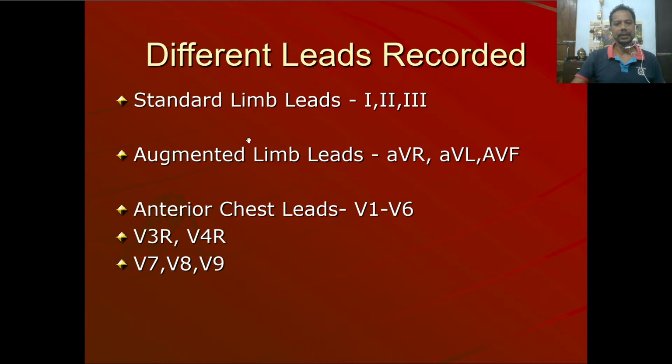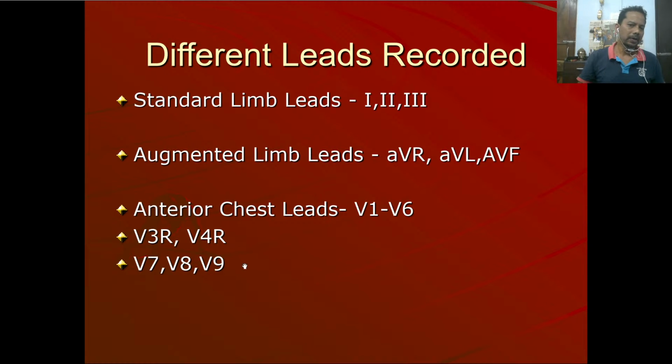Then there are standard limb leads, lead 1, lead 2, lead 3. In that circle you have seen lead 1 is at 0 degrees, and these are the positive poles of all these leads. Lead 2 is at plus 60 degrees, lead 3 is at plus 120 degrees. Then there are augmented limb leads. They are denoted like this, small a and capital VR, VL, VF: AVR, AVL, AVF, and then there are anterior chest leads.